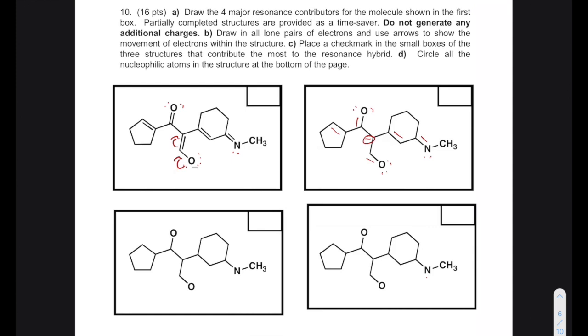And we arrive at this resonance structure. We can now go one of two ways. We can go to the left or we can go to the right. I'm just going to take it to the left. So this pushes up into this carbonyl. I'll draw that resonance form down here.